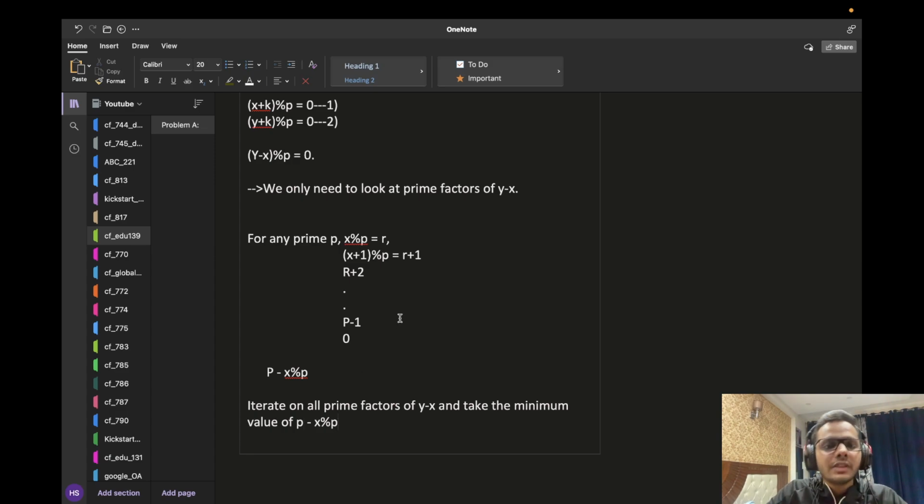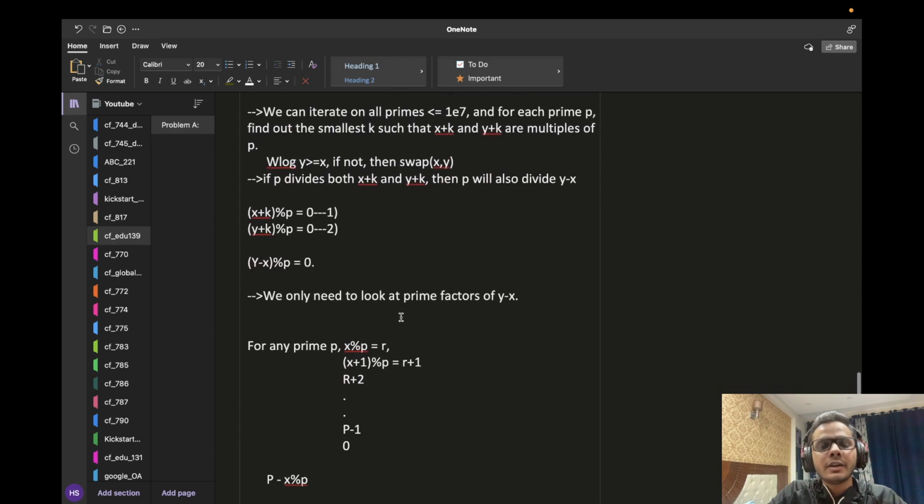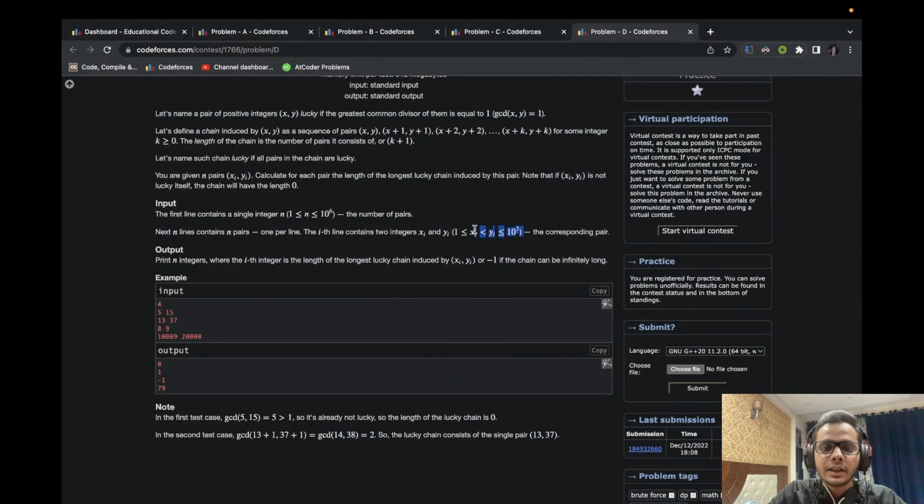The only thing which is left now is to figure out how we actually find the prime factors, because the numbers are really large. The numbers are 10 to the power 7, so we can't really pre-compute all the prime factors. We have to factorize on the go.